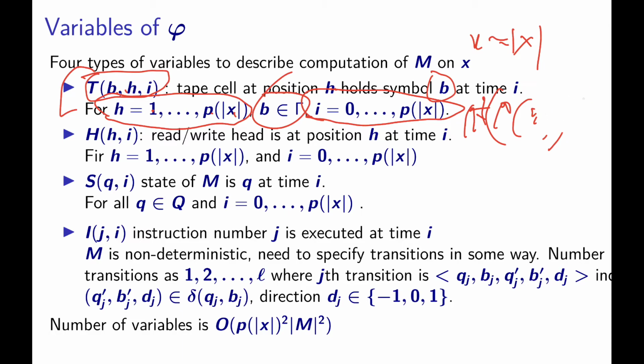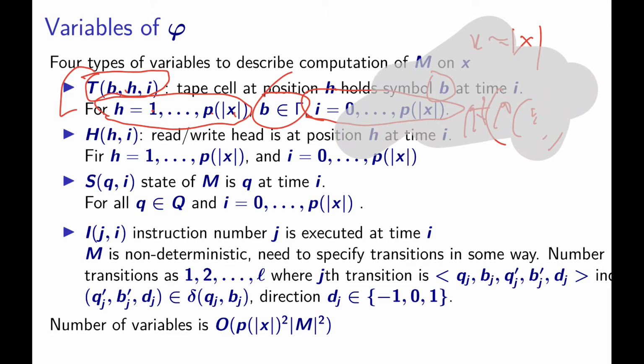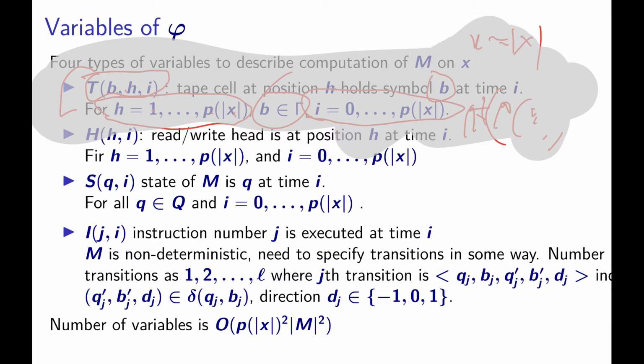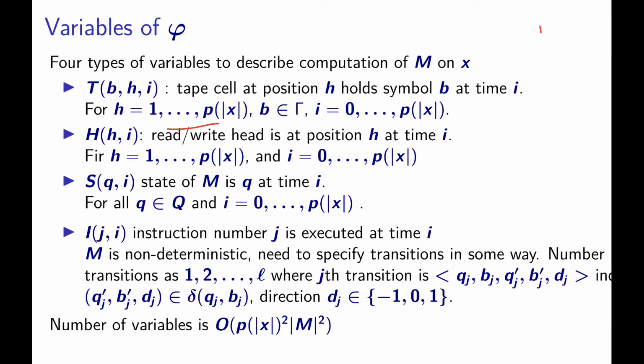This is a large number, but it's a polynomial, right? I'm taking a polynomial and squaring it. It's fine, right? So this will define a large number of variables. They just tell me the value of the tape at any point in time, right? So they fill the matrix. Of course, we will need to make sure that those variables are initialized correctly.